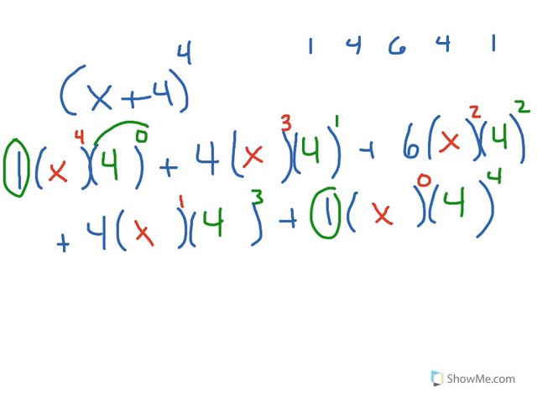We also know that we're going to have 4 to the 0 on the first term and x to the 0 on the last term. So those aren't very useful either. What we're going to try to do now is just simplify what we have.